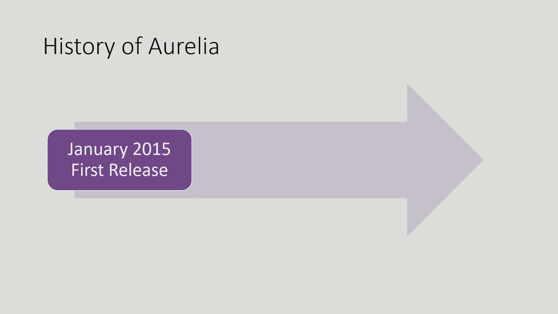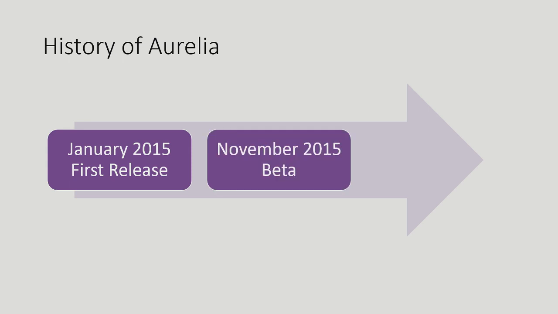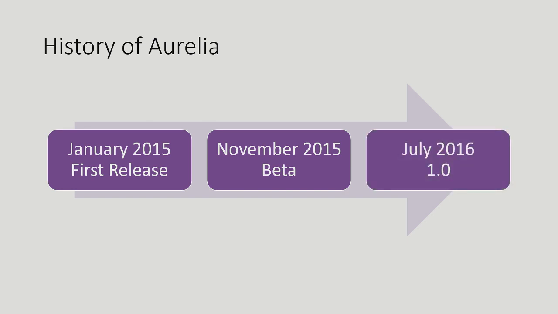So it took almost the full year for them to go to beta phase, which was really close to a production-ready framework. And then in July 2016, they released their first production-ready supported version of Aurelia. So it's a couple of years old.